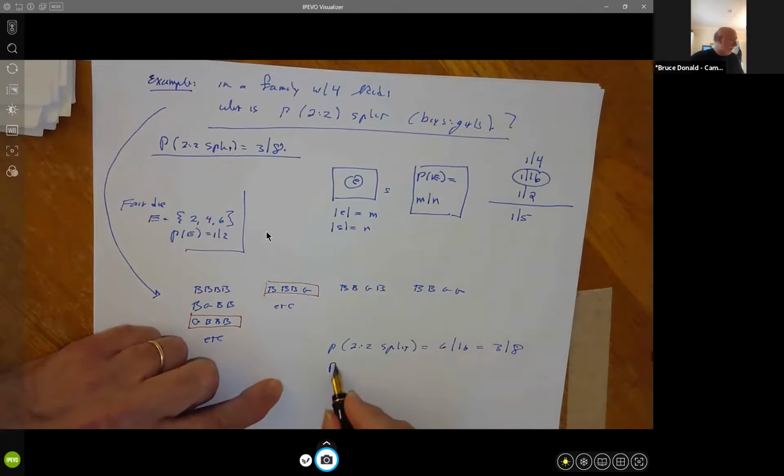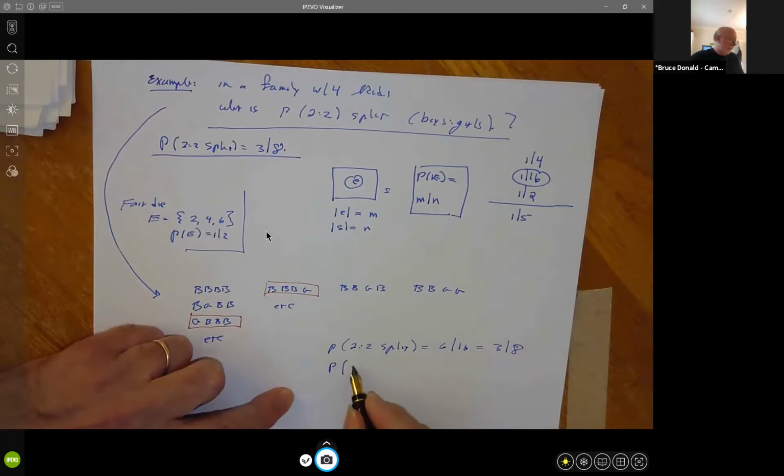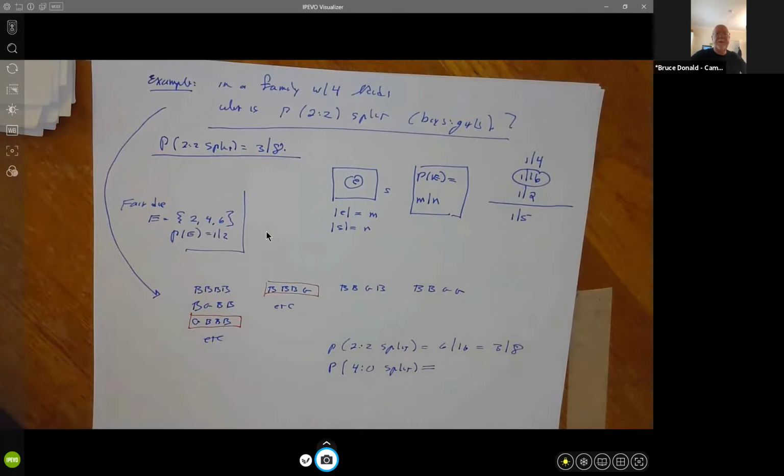What about the probability of a 4-to-0 split? What's this equal to? Any ideas? 0.5 to the 4th. What does that work out to be? 1/8. Thank you. That's 1/8.